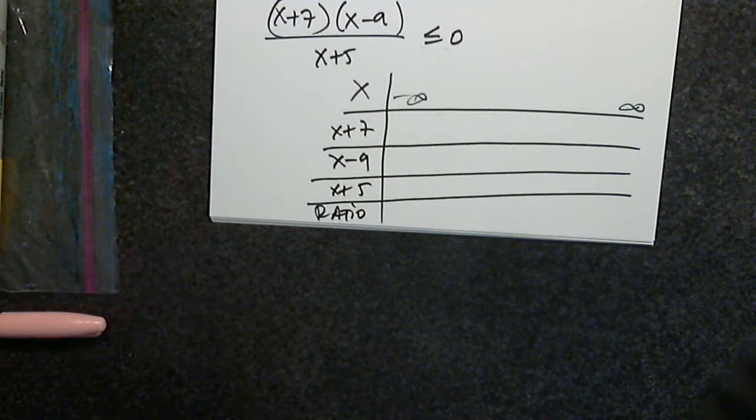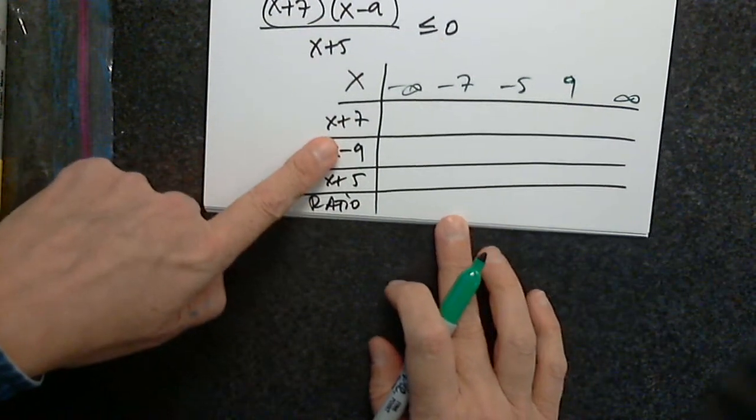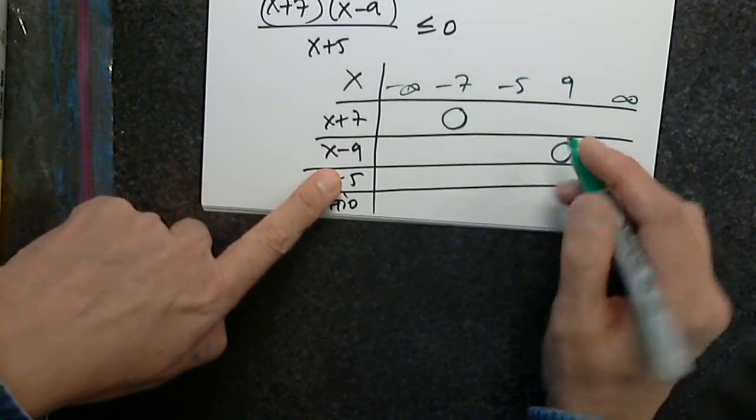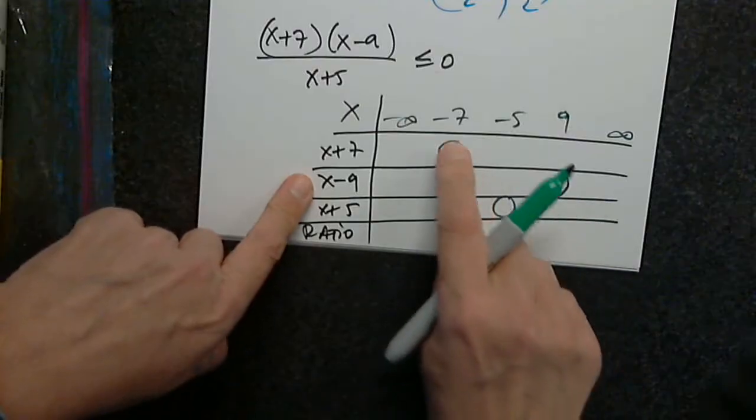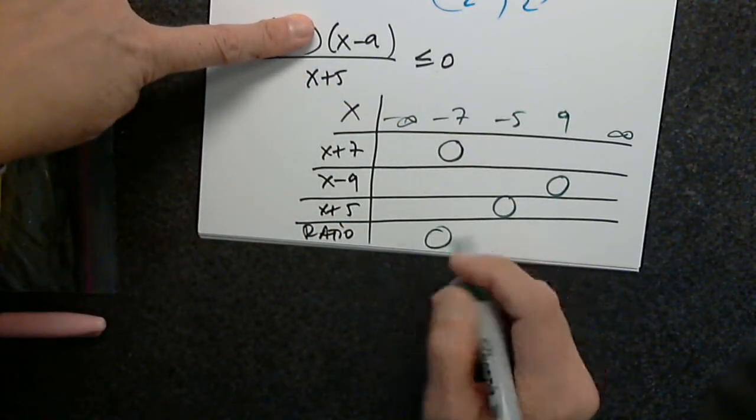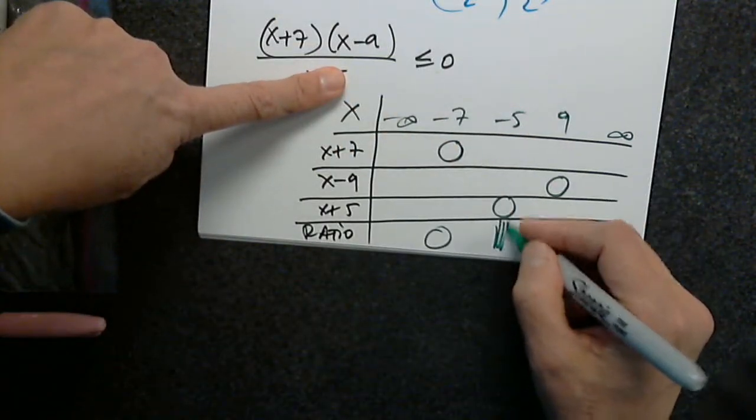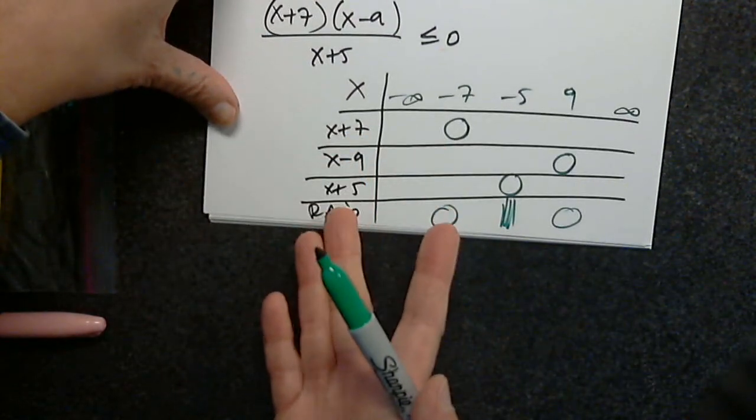So please give me the x values that we need to put in the table from left to right. -7. Correct? -5. Very good. So for x plus 7, we have 0. For x minus 9, we have 0. For x plus 5, we have 0. What happens with the ratio? Careful. When x is -7, this is 0. The ratio is perfect. When x is -5, this is 0. And when x is 9, this is 0. There is no discussion, no difficulty here.